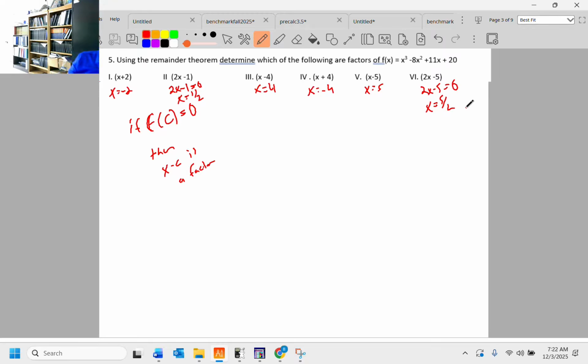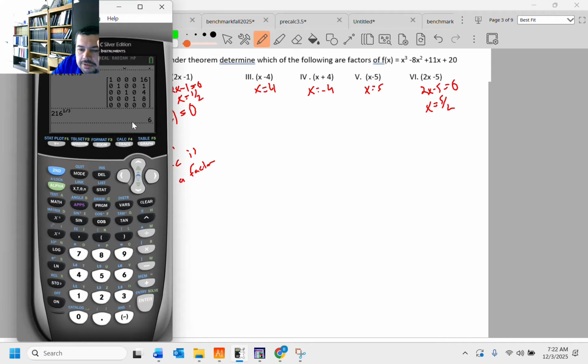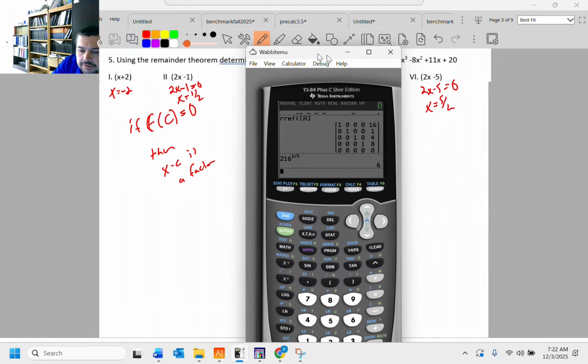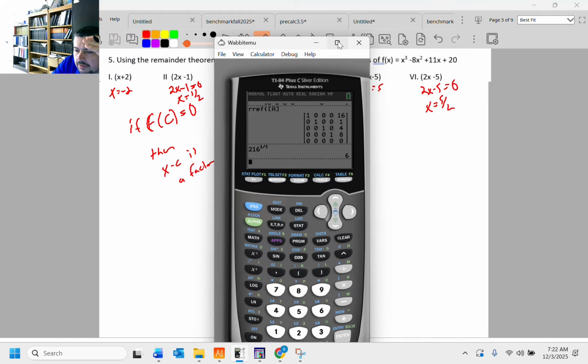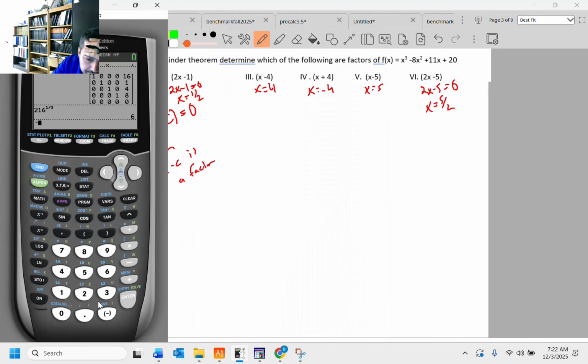Now I'm going to switch over to using my TI-84, and I'm going to figure out which one of these are zeros. I'm going to plug the number in and just go to town with it. I'm going to start off with x being negative 2, the first one. I'm going to use a storage feature: negative 2 store to x. And then I'm going to type in the original polynomial up here in the upper right-hand corner: x cubed minus 8x plus 11x plus 20.